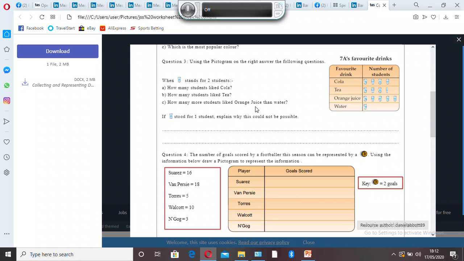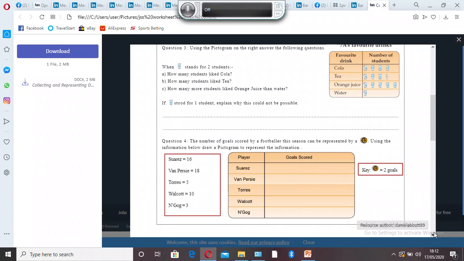How many more students like orange juice than water? Find out how many like orange juice, find out how many like water, subtract, and you get your answer for this, please. Okay, so let's proceed. I'm just going to go to question 4.